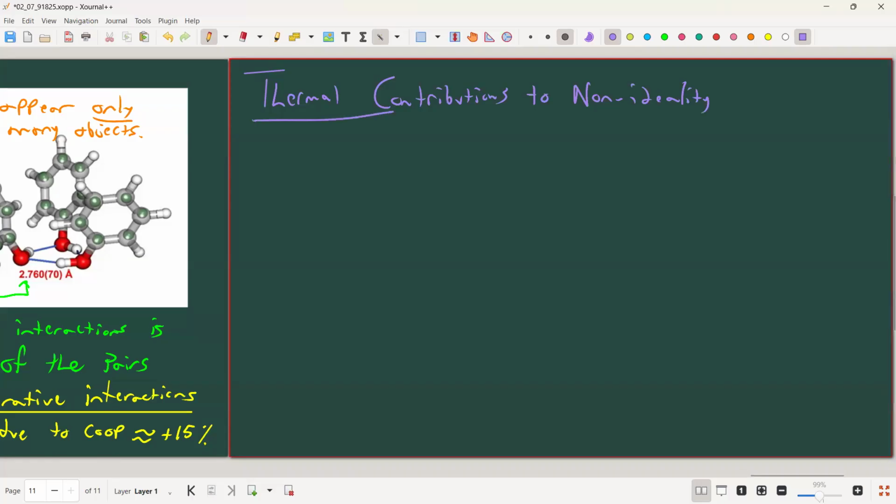Right, so we're thinking about non-ideality of a gas or a molecule or some liquid. How does heat contribute? The way I want to think about this is, again, remember, heat is just energy. So what I want to think about is how does the energy of the interaction change as a function of temperature?